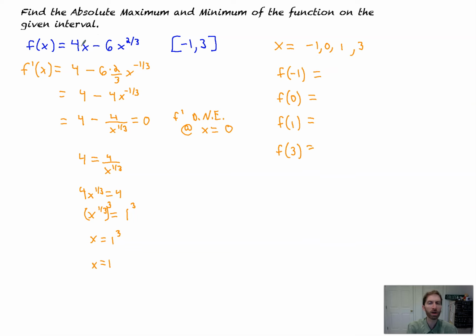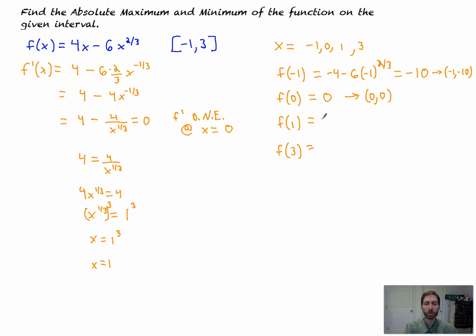F of -1, if we plug it in, is -4 minus 6 times -1. I'm going to write this out to the 2/3. -1 to the 2/3, it's the cube root of -1, -1. Squared is +1. So this ends up being -4 minus 6. It's -10. So that's the point -1, -10. All right, we've got a contender. Plug in 0. 0 minus, that ends up being 0, so it's just 0. It's easy math. So 0, 0. We've got another contender. That was a critical number where the derivative did not exist.